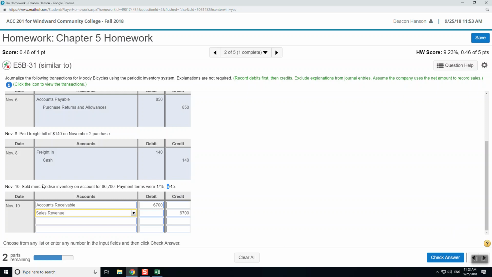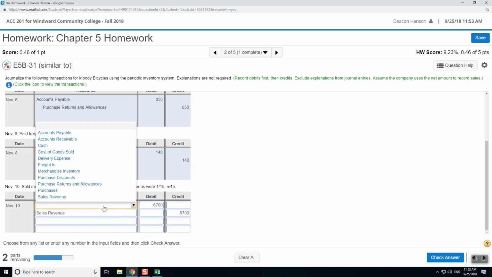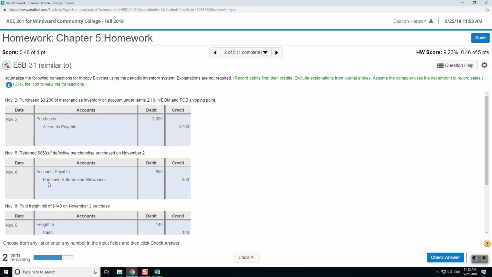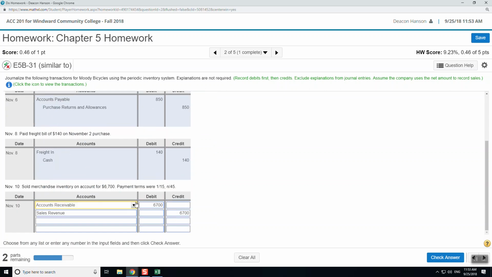Sold merchandise inventory on account for 6,700. Payment terms were 1/15, n/45. Maybe it was... That sure looks right. Yeah, it does. Maybe they were asking for purchase instead of sale. I don't know why, but it shouldn't be, otherwise it's kind of a botched problem. Let's see.